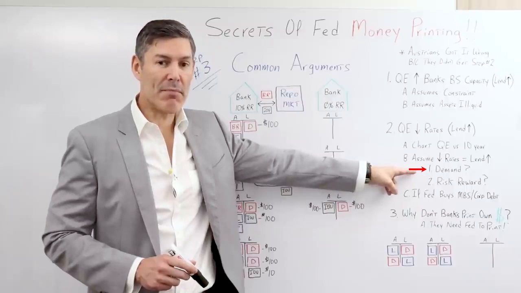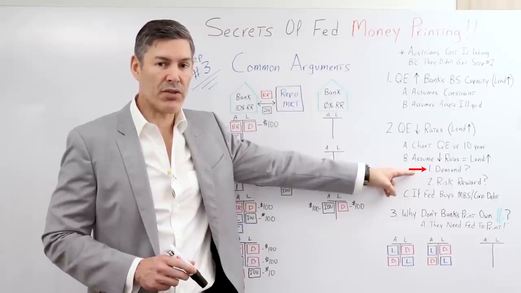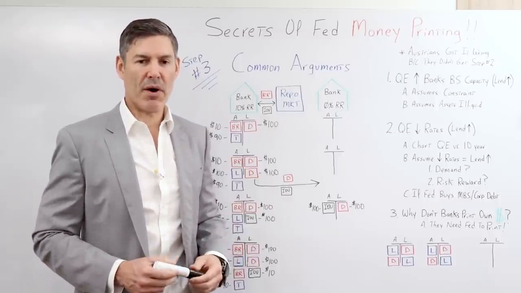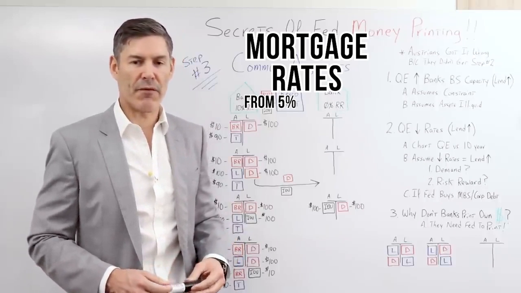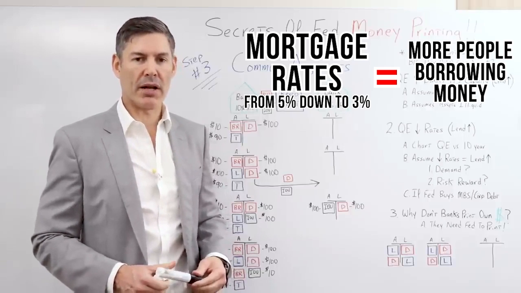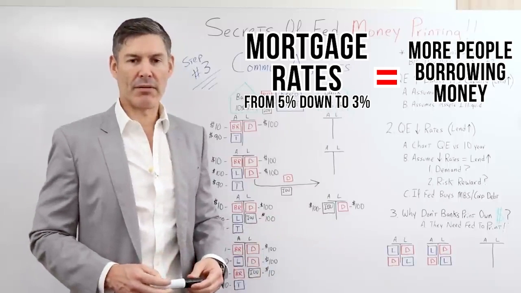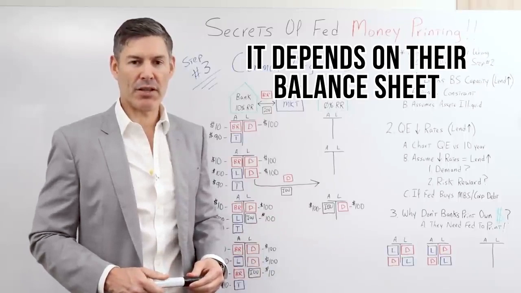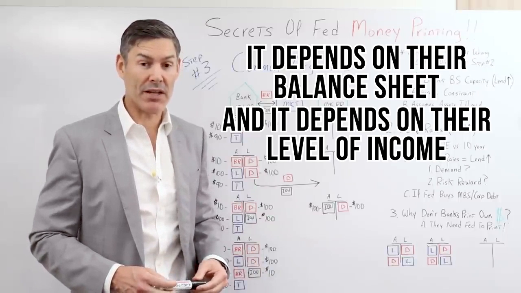What happens if demand for loans actually goes down? And you say, oh, George, well, that's impossible. Let's look at mortgage rates. If they go from 5% down to 3%, then more people are going to be borrowing money. Maybe, maybe not. It depends on their balance sheet and it depends on their level of income.